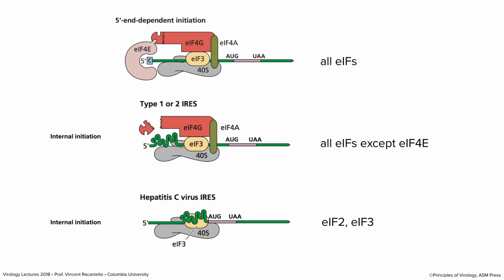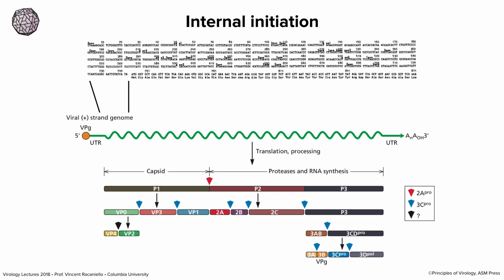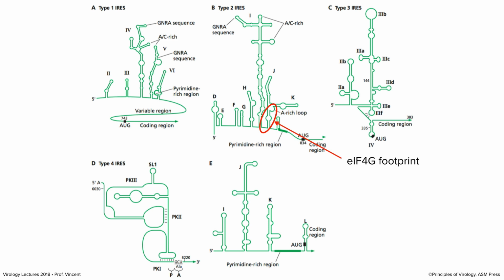ribosome binds internally. This was first discovered in the genome of poliovirus when it was first sequenced. It was a very long 5' non-coding region found before the first AUG that begins the polyprotein. And this sequence is highly structured, I'll show it here, and binds, in the case of polio, EIF4G.